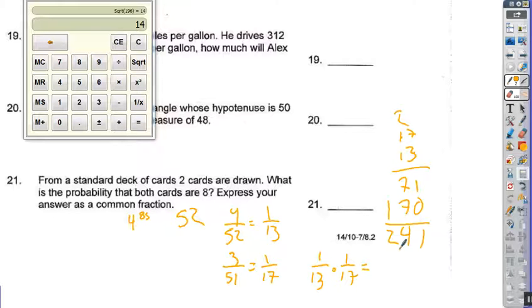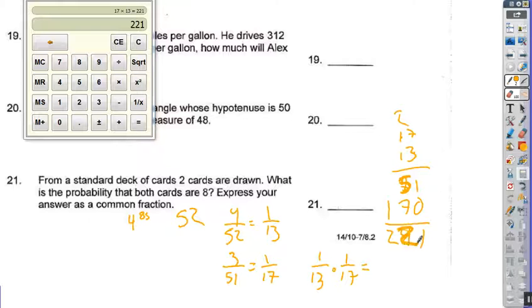Did I do that right? Let's double check. 17 times 13. Oh my goodness gracious. Now I'm concerned. 3 times 1 is 3. 3 plus 2 is 5. There we go.